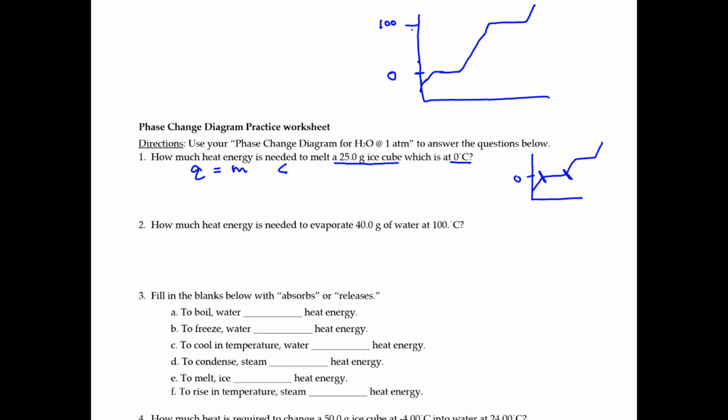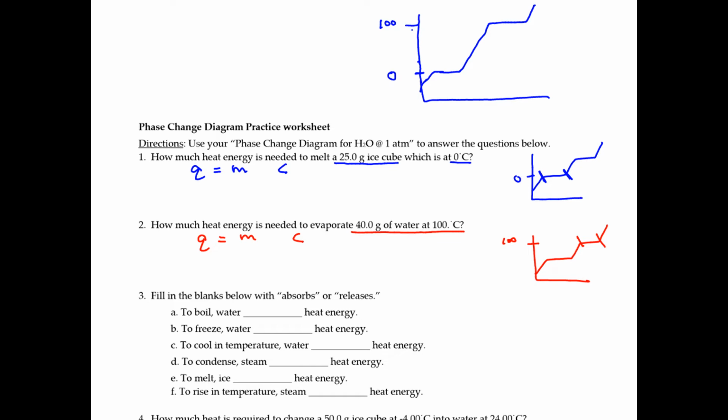The next one we'll do over here. Here's a quick sketch. And it says how much heat energy is needed to evaporate 40 grams of water at 100 degrees. So it's at 100. This is already at 100. Water at 100 is here, and you want to evaporate it, so you're just going to go there. So this is, again, just a one-step problem and it's zone 4, and zone 4 is just Q equals MC.